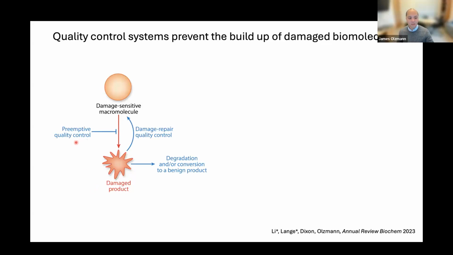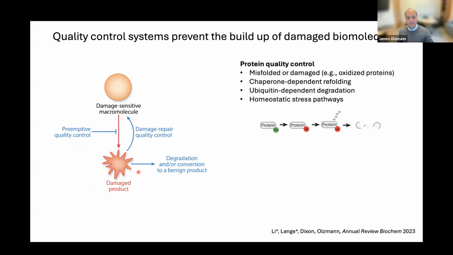We have preemptive quality control systems that suppress damage. We have repair quality control systems that repair this damage. And in some cases, we completely degrade that damaged product, or we convert it into a benign product. I think this is very well exemplified from decades of research in the protein quality control field.